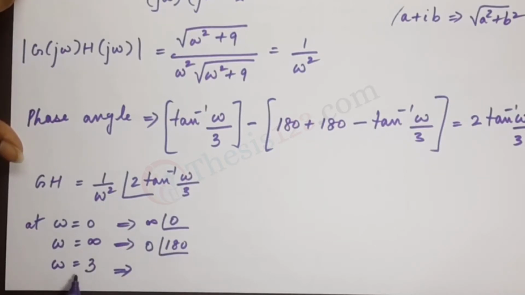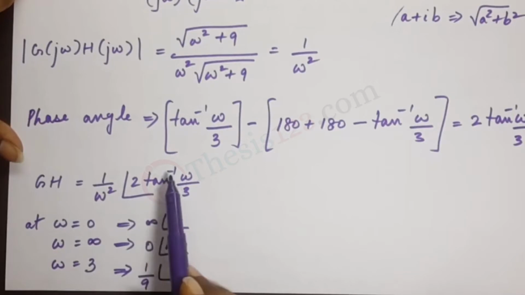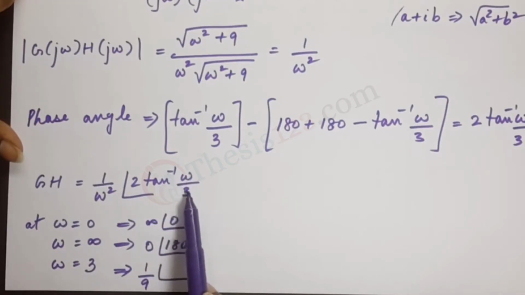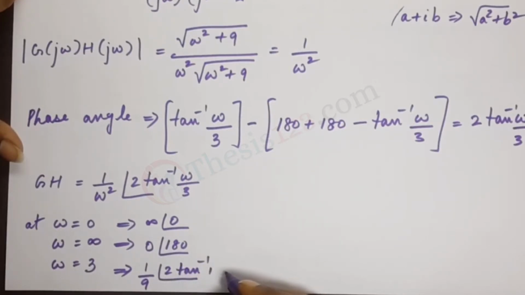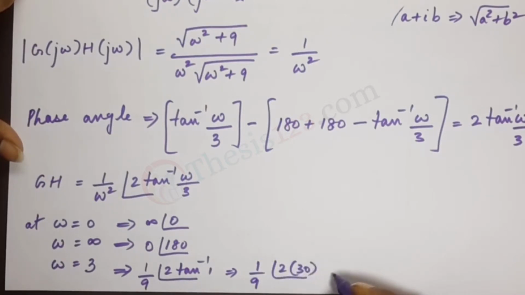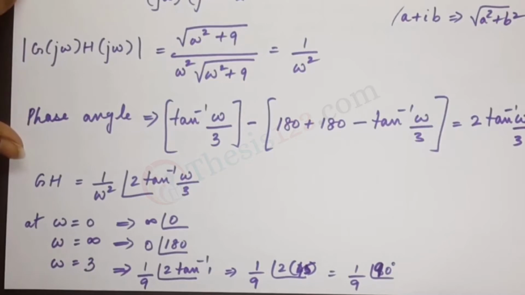So at omega is equal to 3, we substitute that over here, that's 1 divided by 9 for omega square, and the angle being 2 tan inverse of 3 by 3, which is 1. So I can write that out for you here, 2 tan inverse of 1, and that would be 1 by 9 times 2 into 30. So that is 1 by 9, angle 60 degrees. Oh, I'm sorry, no. 45. So tan inverse of 1 is 45, and that gives us 90 degrees. 1 by 9 at 90 degrees.